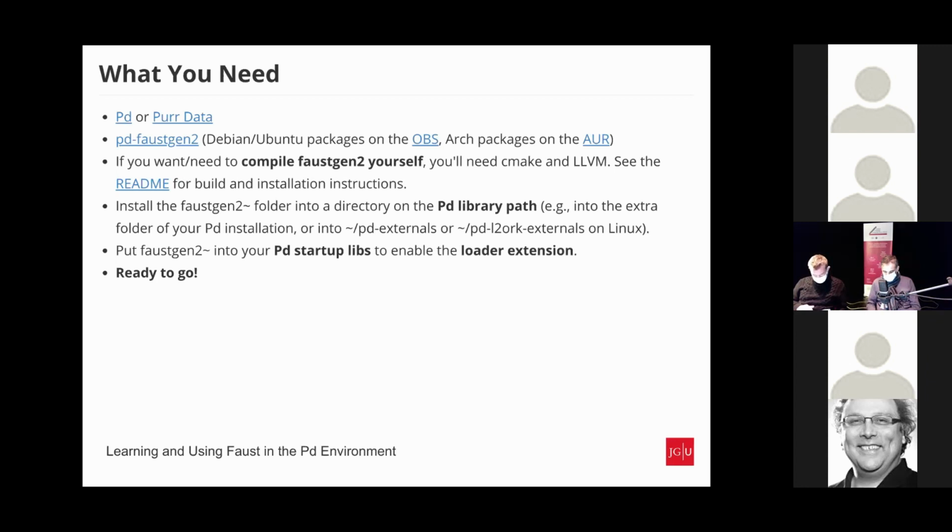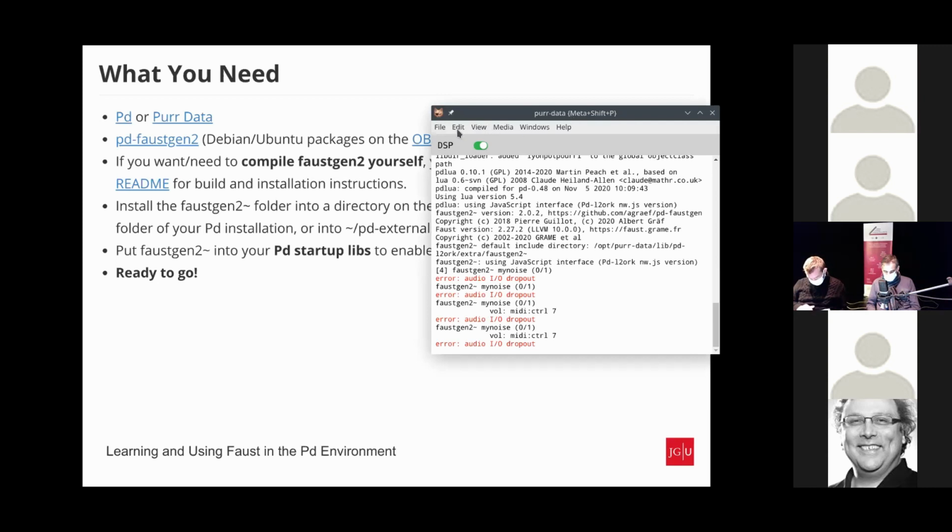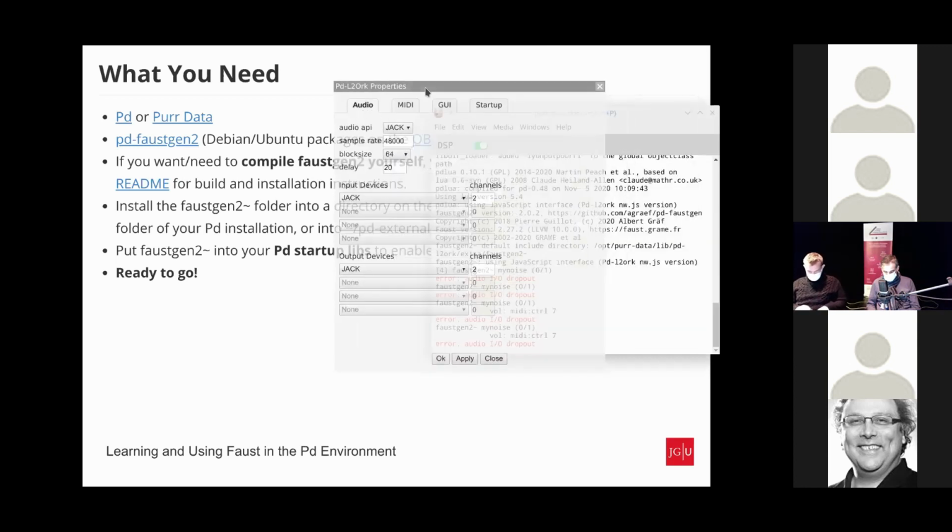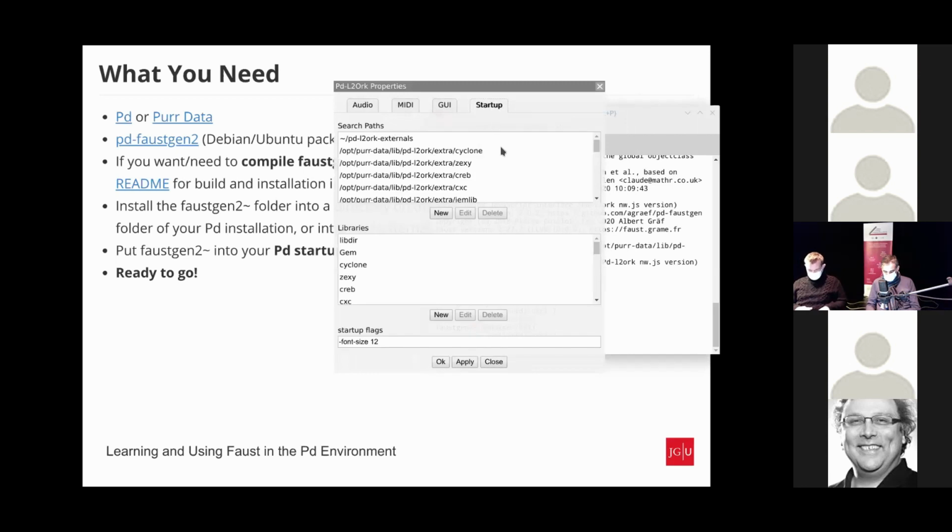Okay, then finally, if you want to use it the way that I'm using it here, just put Faustscan 2 tilde into your PD startup libs. So I can show you where that is in Paradata. You have this preferences dialog, which looks like this. And you have this startup tab here, and then you can scroll down. Normally, pdlua is the last external which is loaded by default, and then you just open a new entry and type Faustscan 2 tilde there, and if it's on the path, then it will be loaded.